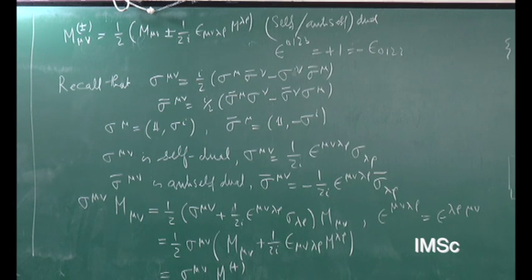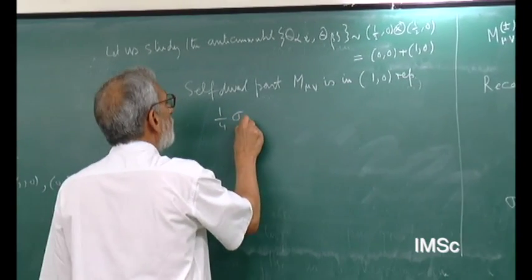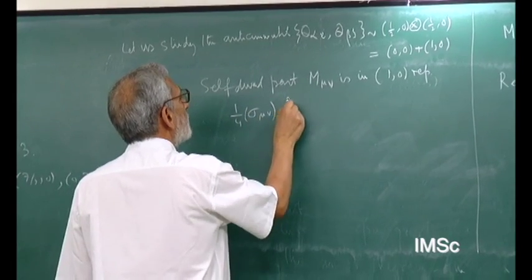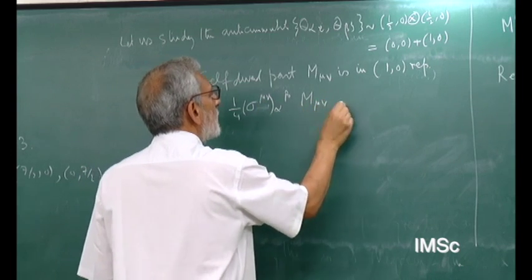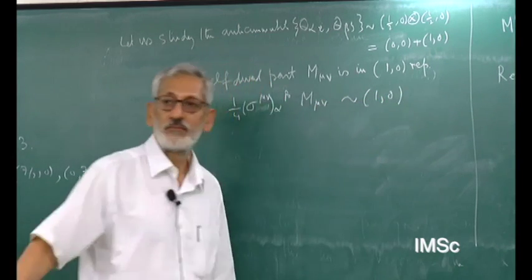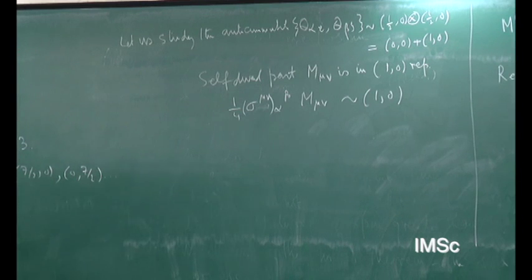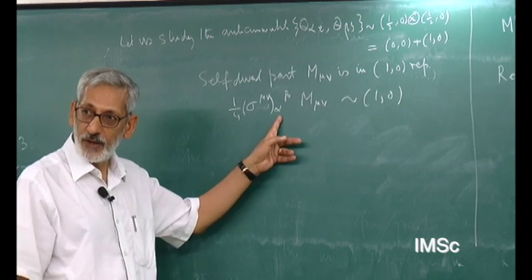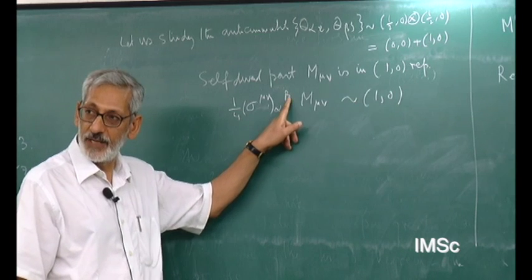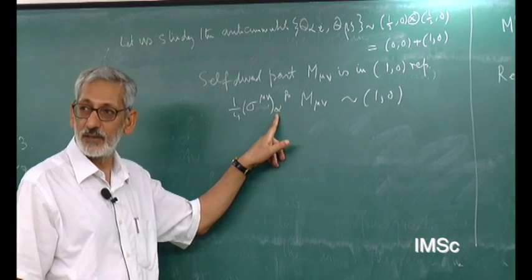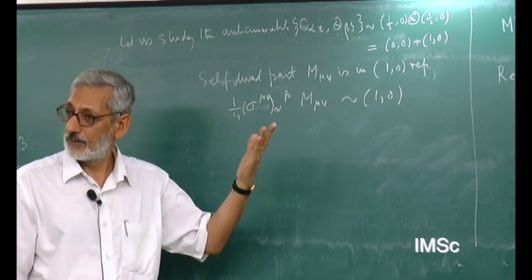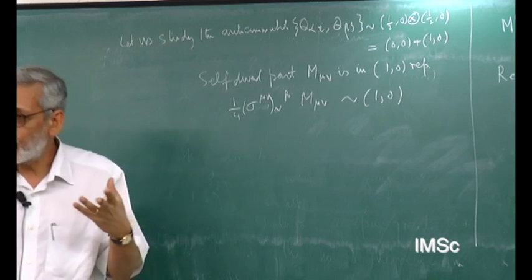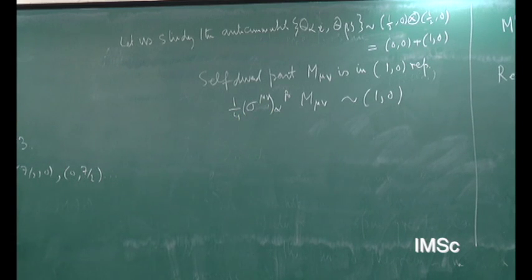And therefore, 1 by 4 sigma mu nu alpha beta m mu nu transforms as a (1, 0) representation by construction. Because under spinor transformation, the free indices are alpha and beta. This is a half representation, and this is a half representation. Half times half is 0 plus 1. But these are traceless objects. It has no zero component. Therefore, it has only the spin 1 component. Clear?